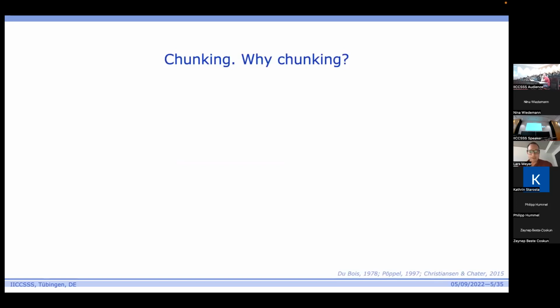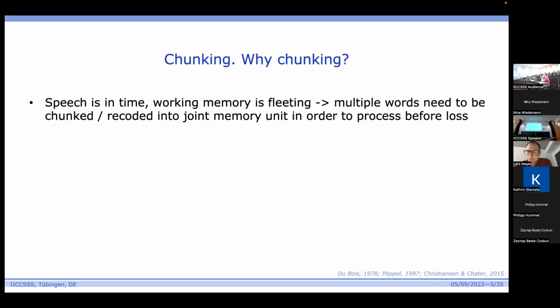So chunking, why chunking? Speech is something that is in time, right? So it happens over time. A sentence is never there in an instant. It's always taking a couple of seconds. So the problem with that is that your memory is fleeting. So multiple words need to somehow be chunked, recoded into a joint memory unit in order to process them.